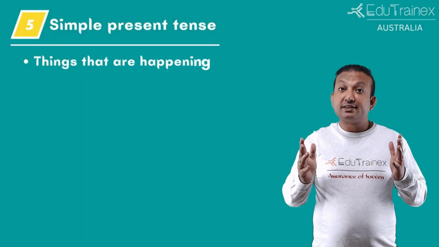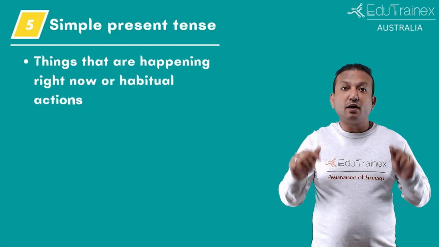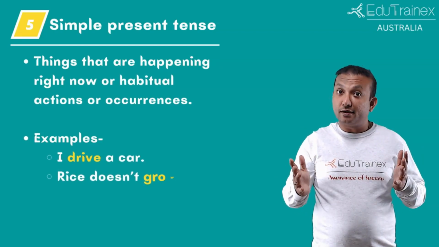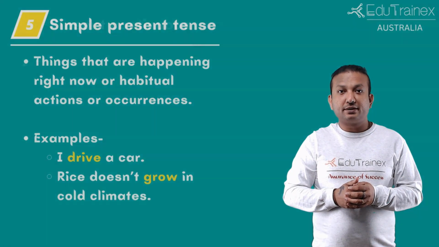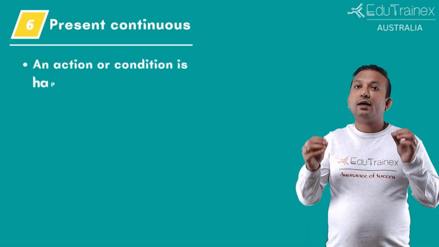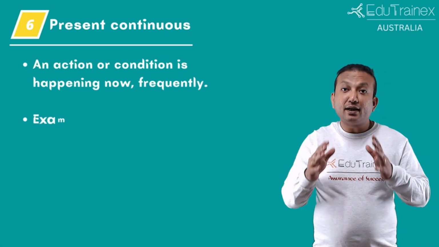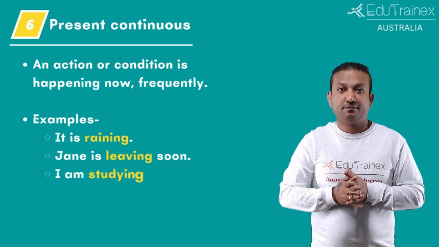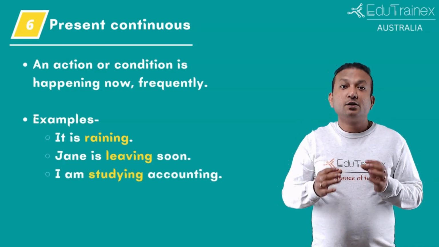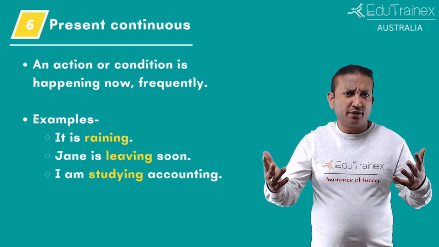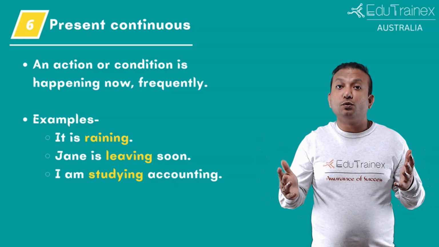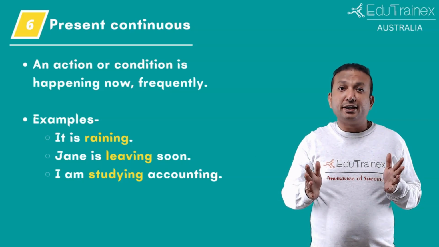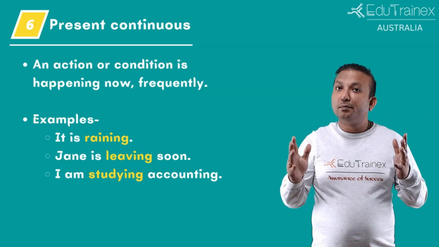Now, moving on to the simple present tense. Things that are happening right now, or habitual actions, or occurrences. Example, I drive a car. Rice doesn't grow in cold climates. Similarly, when we talk about an action or condition that is happening now or frequently and may continue in the future, it becomes present continuous. Example, it is raining, so it's raining now and may also continue to rain. Or Jane is leaving soon, which means Jane is in the process of leaving but hasn't done it yet. I am studying accounting, so I have been studying accounting for a number of years.